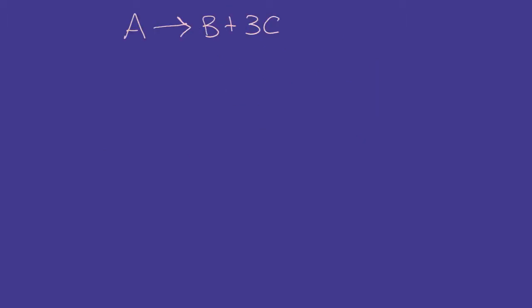Okay, so the problem reads, basically we have this reaction. A decomposes into B and 3 C's. And the chemical A starts out as being 3 molar, and it's reduced to 1 molar in 180 seconds. What's the rate of the decomposition of A? And then we want to learn what is the rate of formation for B and C.